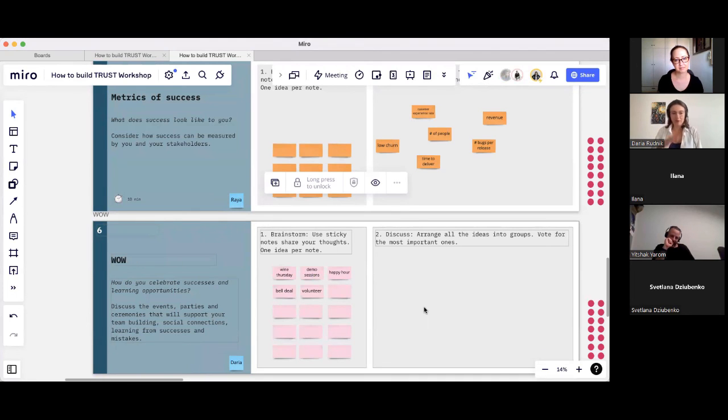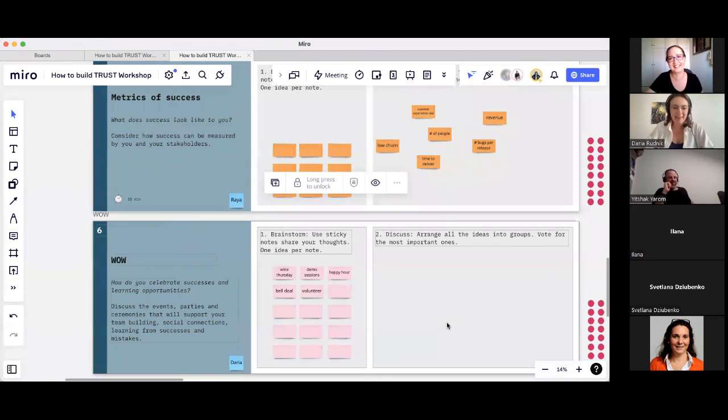And Ilana shared the bell deal. From what I understand, when you have a deal, there is a bell in the office, or somehow a notification to everyone: okay, we have a deal. Exactly. Perfect. Great. All right.